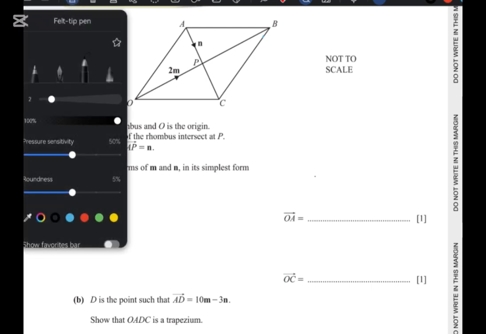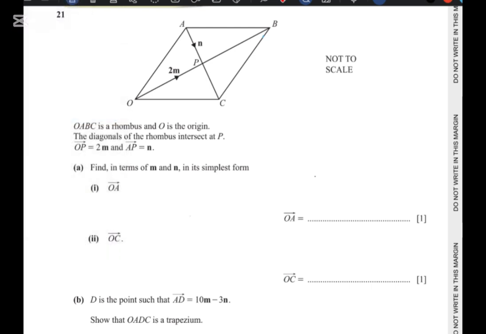So now check how we'll get OA. OA is this path. To go to OA, we need to go OP, then PA. OA is equal to OP plus PA. Now what is OP? OP is 2m. And what is PA? PA is negative n, because AP is n, so PA will be negative n. So 2m minus n is the answer.